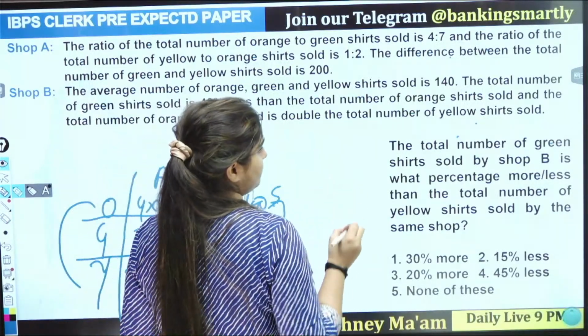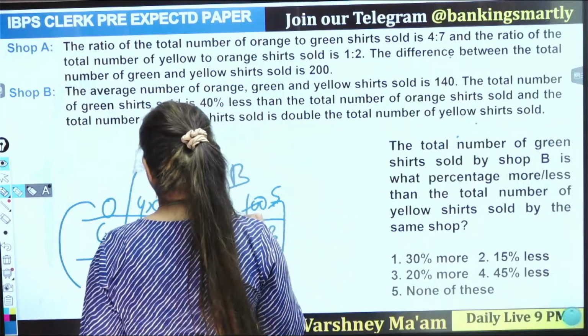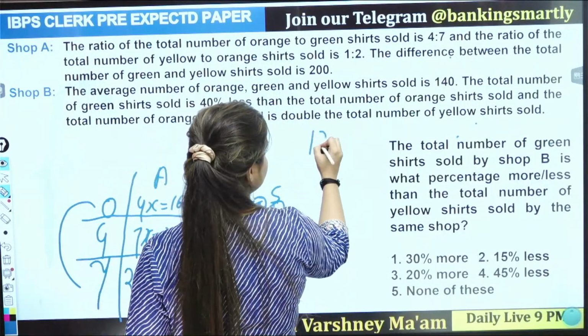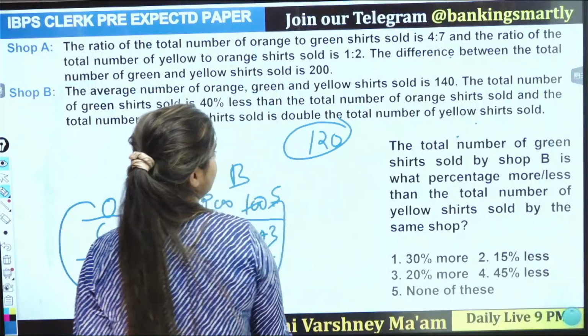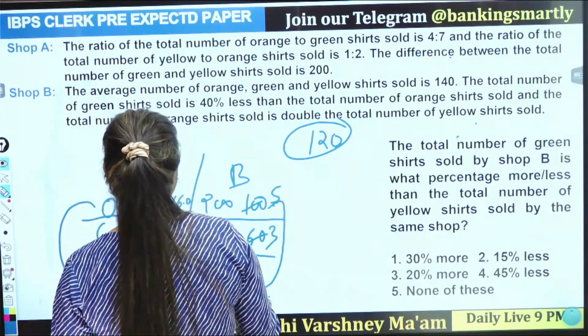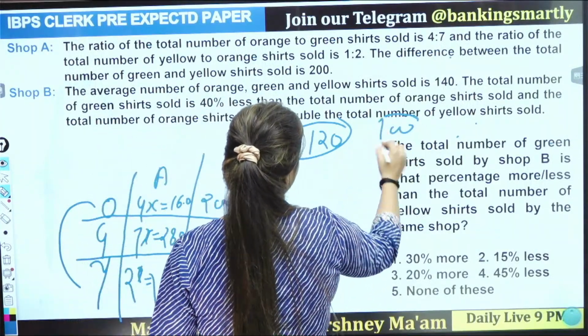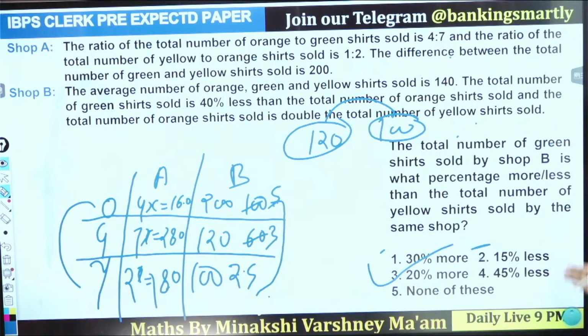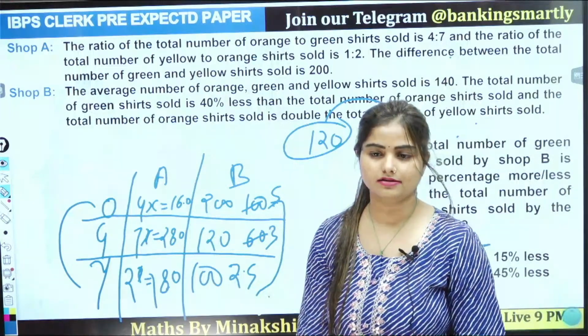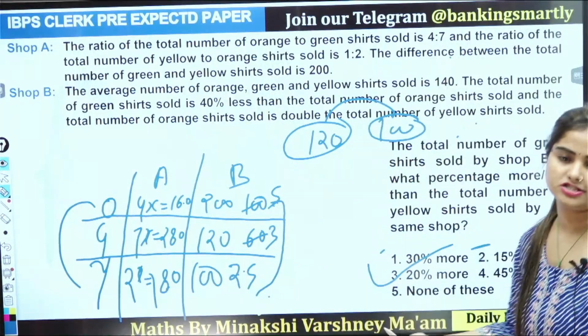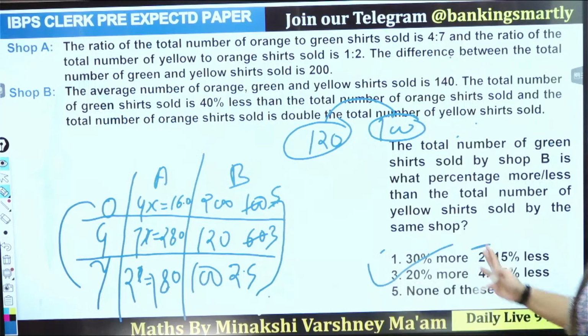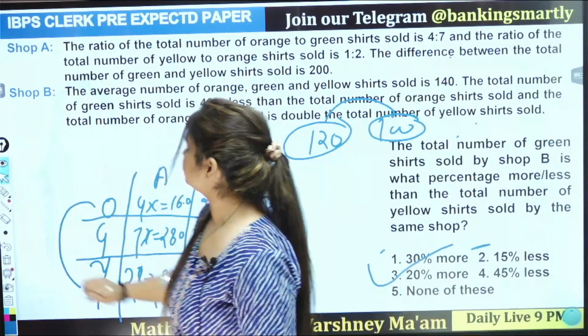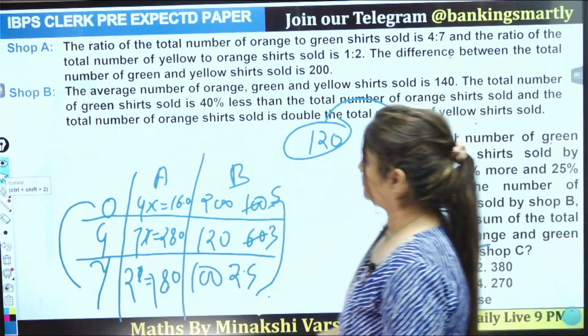The total number of green shirts sold by B, 120, is what percent of the total number of yellow shirts by the same shop? मतलब कि 100, 100 से 20 ज्यादा, that means 20% more. सीधे करेक्ट. ठीक है, क्योंकि 100 के रेस्पेक्ट में ही तो परसेंटेज निकालते हैं. तो 100 के रेस्पेक्ट में कोई भी वैल्यू जितनी ज्यादा उतने परसेंट ज्यादा. यहाँ कुछ सॉल्व करने की जरूरत ही नहीं है. Next. This one.